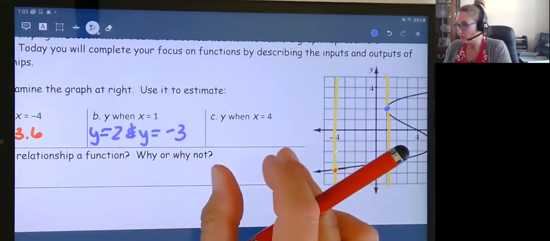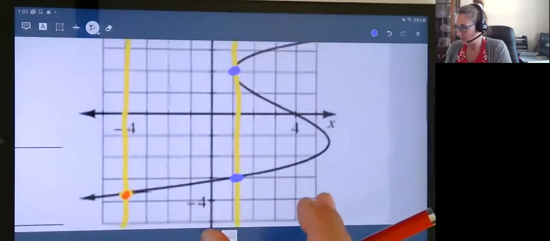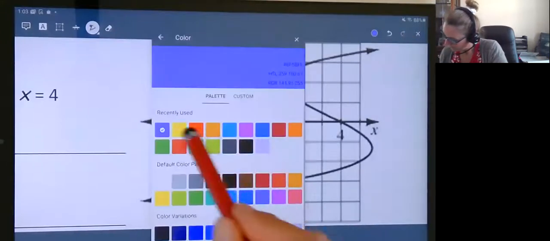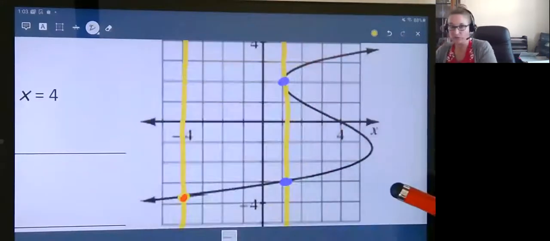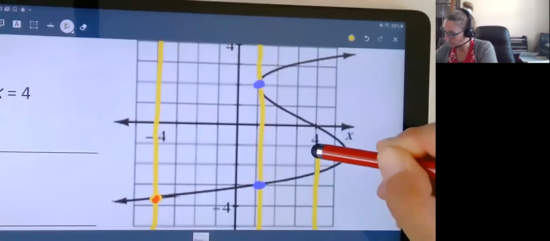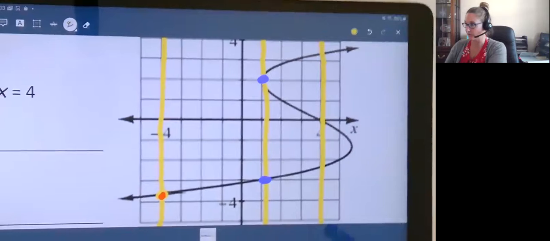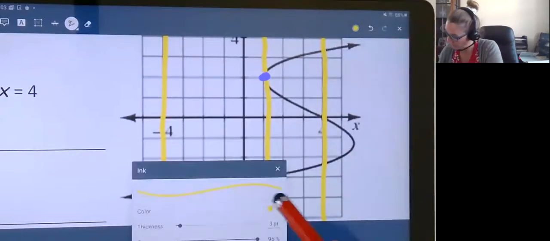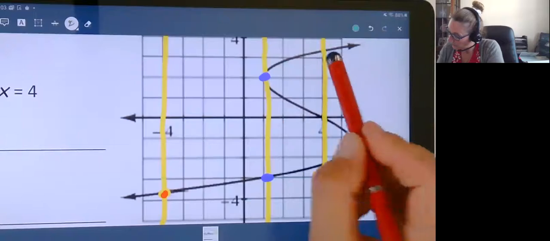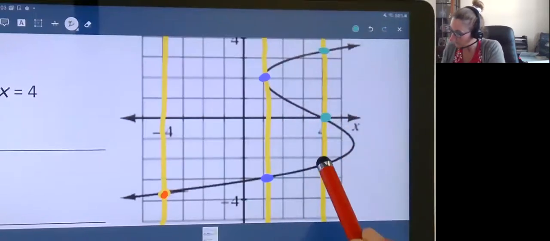Now the next one, we're going to be looking when x is 4. So let me come over here. Let me get my yellow again. And I'm going to go to where x is 4. And I'm going to be drawing my line across once, across twice, across 3 times. It actually crosses 3 different times. I'm going to get 3 different y values. So let's say I do this one in this kind of teal color. So it crosses here, it crosses here, it crosses here.